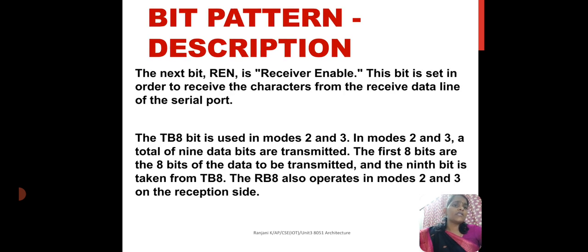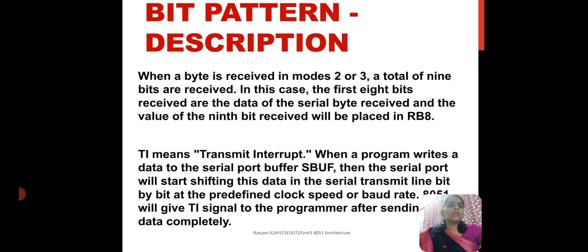REN is the receiver enable. This bit is set in order to receive characters from the receiving data line of the serial port. And next is TI, meaning transmit interrupt. When the program writes data into the serial port buffer, the serial port will start shifting this data onto the serial transmit line.